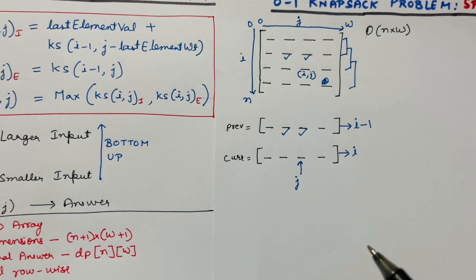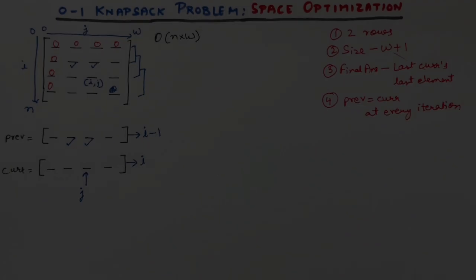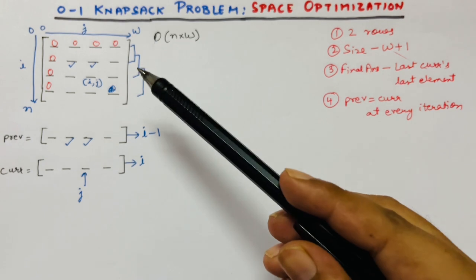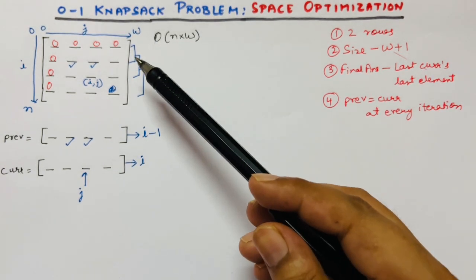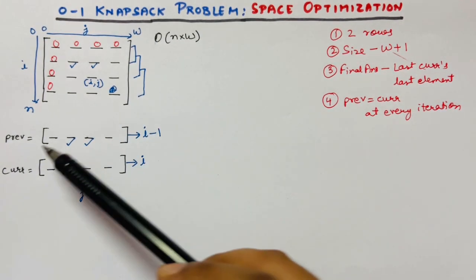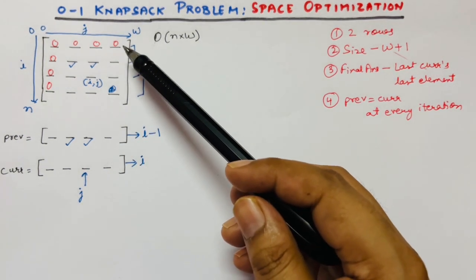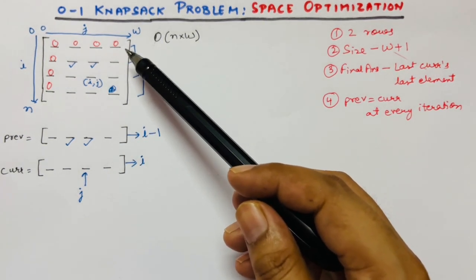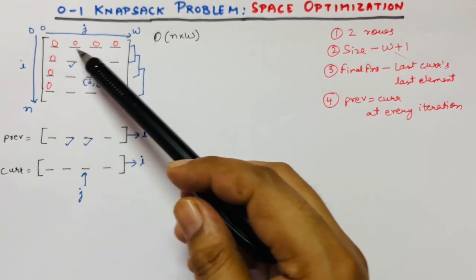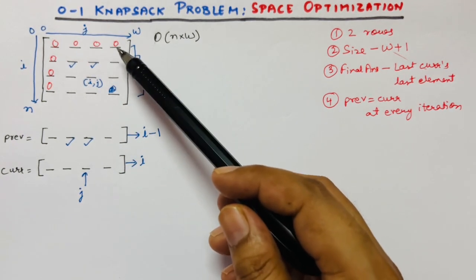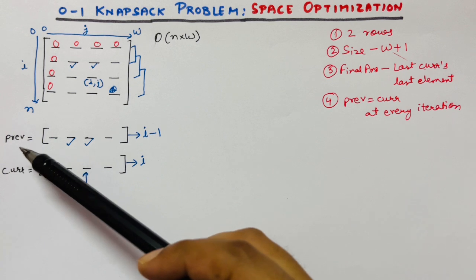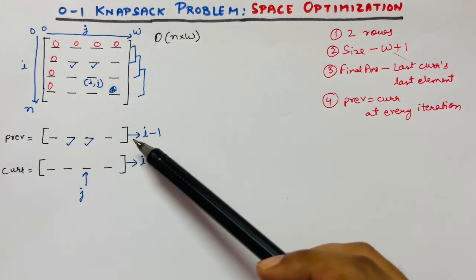What we don't know is how do we begin. Initially, our previous and current will point to row 0 and row 1. Previous pointing to row 0 means i is equal to 0. That is our base condition. And for the base condition, we know that the maximum value obtained is 0. So initially, the value of the previous array will be all zeros.